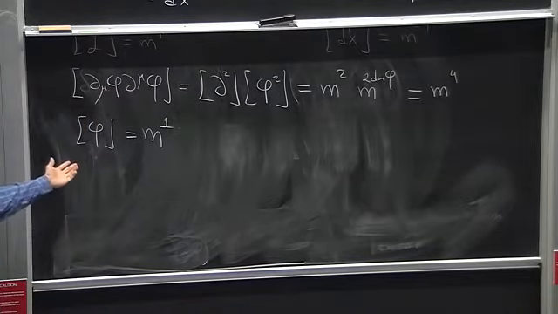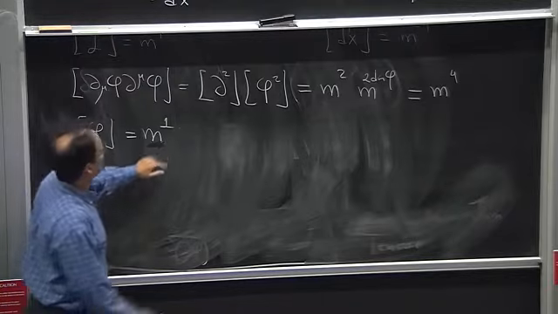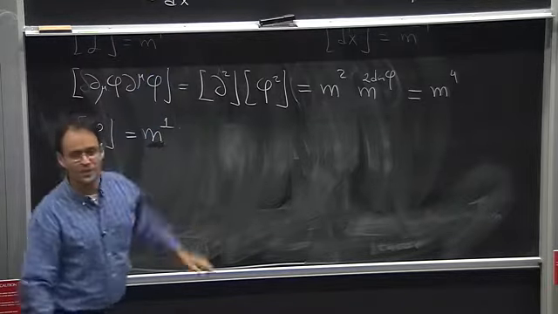Okay, so if that's the dimension of this object, what is the dimension of the parameter we put there and we call m?